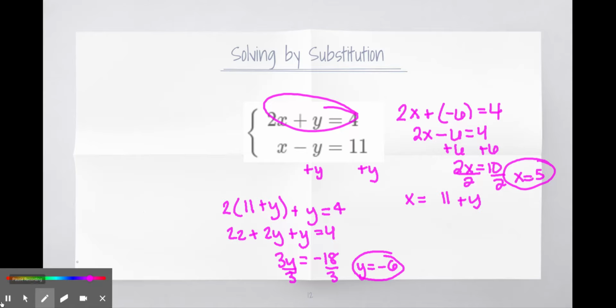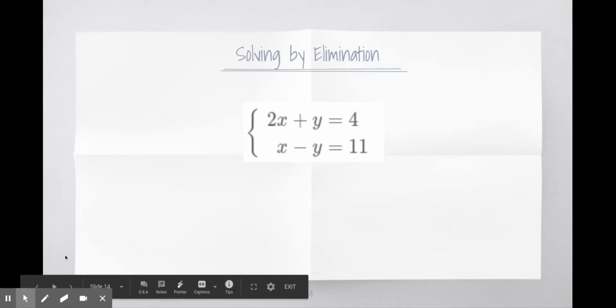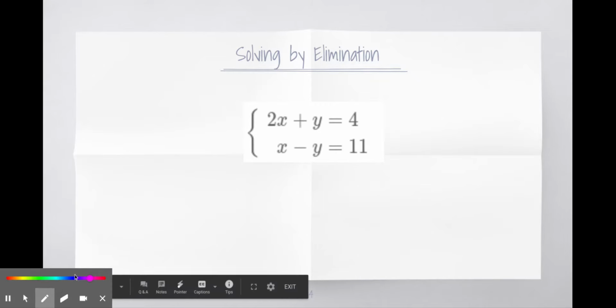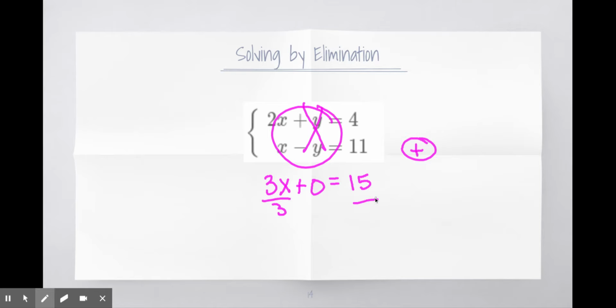All right, let's look at how I could have approached this one using elimination. So with elimination, I can see from here that in order to eliminate a variable so I can solve, I'm going to want to add. So 2x plus x is 3x. This is how I could tell I wanted to add because I know that y plus a negative y would be 0. And 4 plus 11 is 15. And I divide by 3 on each side. I end up with x equals 5.